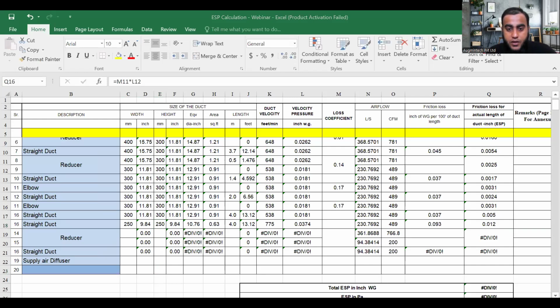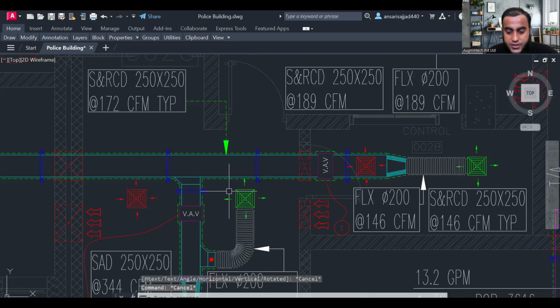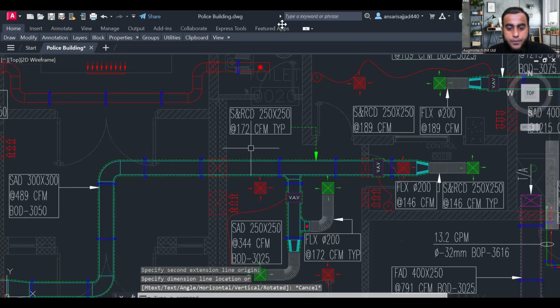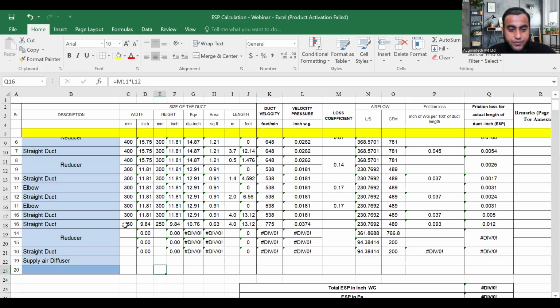You can see from this point, just DLI suppose from here to here. Length is suppose 2.5 and flow 172. Okay. 2.5, 172. Flow, write down 172. As per that, whatever friction loss value you have got.